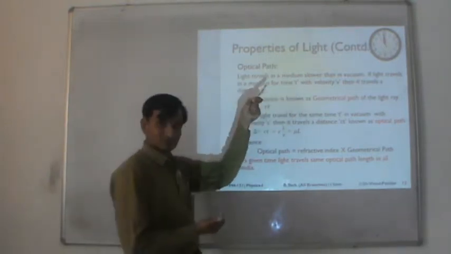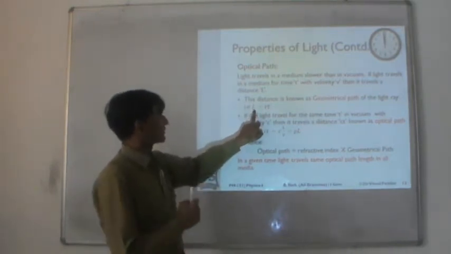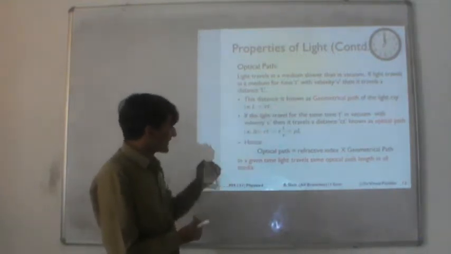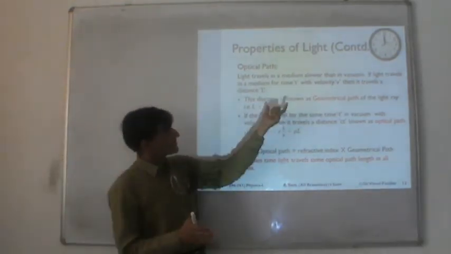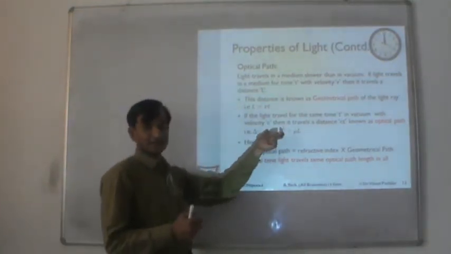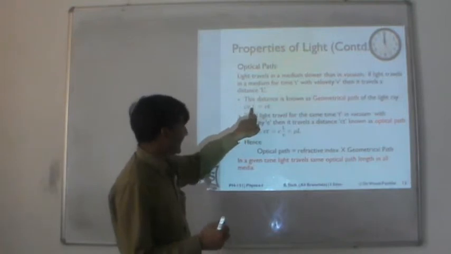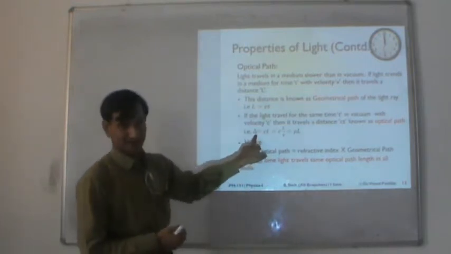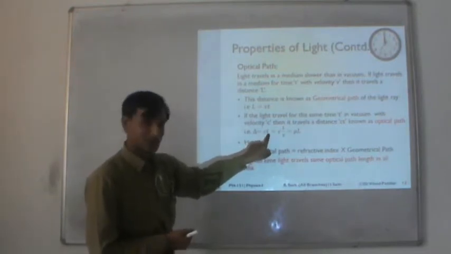in a given medium with a velocity v in time t, then according to our knowledge of the definition of velocity, we can say l equals velocity into time. Now if I consider the same time interval and calculate how much distance light travels in air in the same time interval. So if light travels l distance in time t in a medium, then light travels delta distance in air in the same time interval, because the velocity of light is c, and the time interval we are considering is the same.